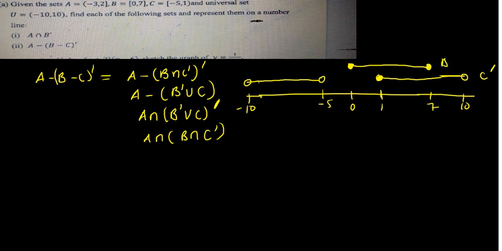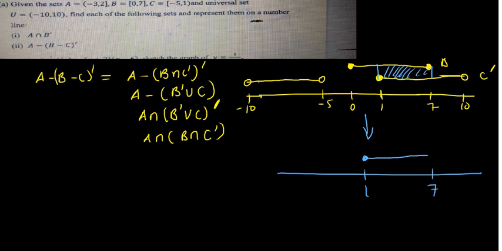So where is B intersecting with C complement? The common region is just here. I'm now going to bring this on the same number line, 1 to 7. 1 and 7 will both be included because they are found in both sets, the set B and the set C complement. So this is B intersection C complement.